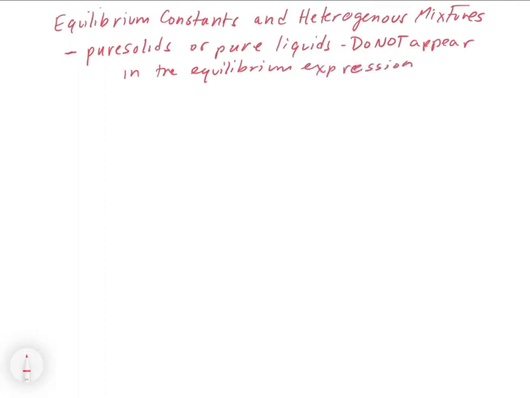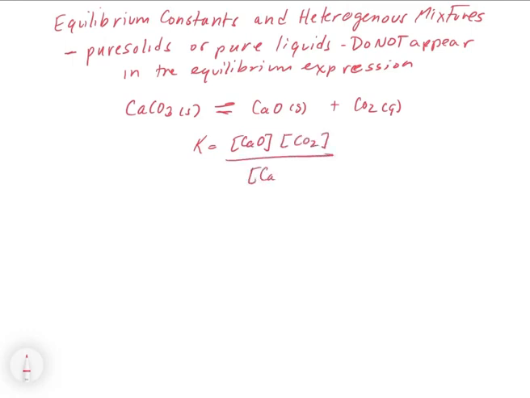So anything that has a solid or liquid phase label gets left out of the value for K. Let's take a look at an example, and I'm going to explain why this is the case in just a second. For example, if we have calcium carbonate solid in equilibrium with calcium oxide solid and carbon dioxide gas, you would be tempted to write K is equal to the products, calcium oxide times the concentration of CO2, divided by the concentration of calcium carbonate.